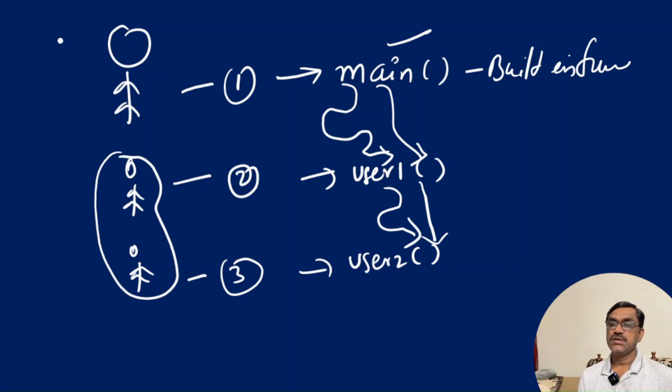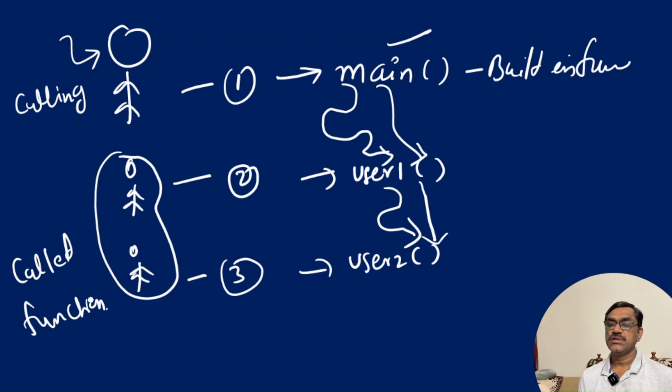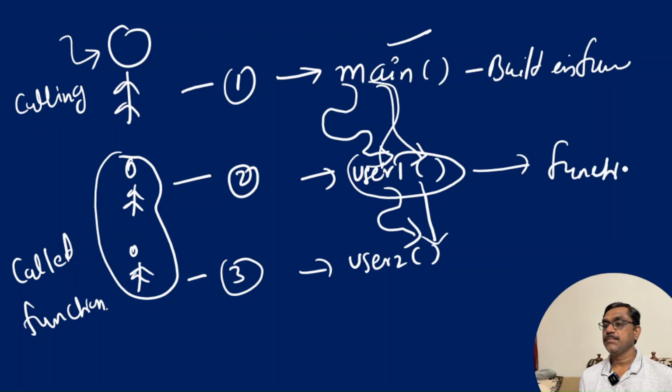Now in this case, the main function is called the calling function, and these two user-defined functions are nothing but called functions. This is very important terminology. The first one is the calling function. These are the called functions. See, when the main is calling user one, user one is going to perform its own function.